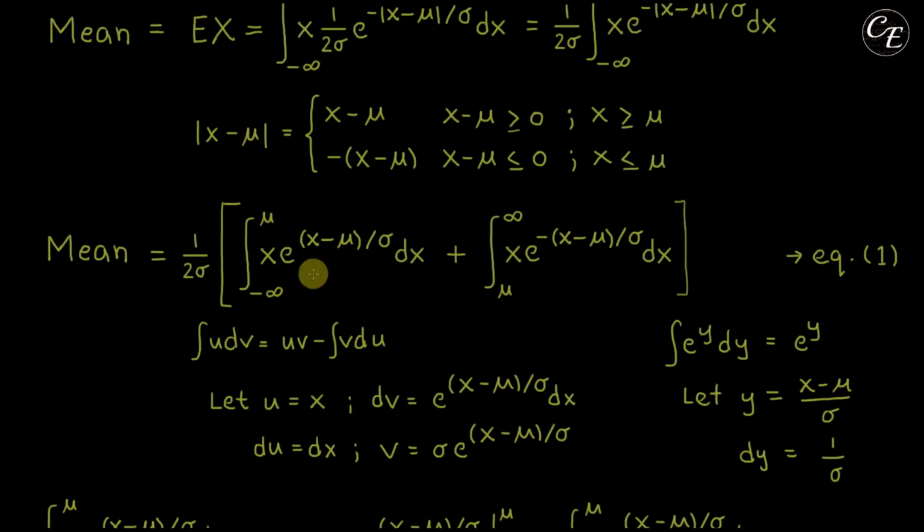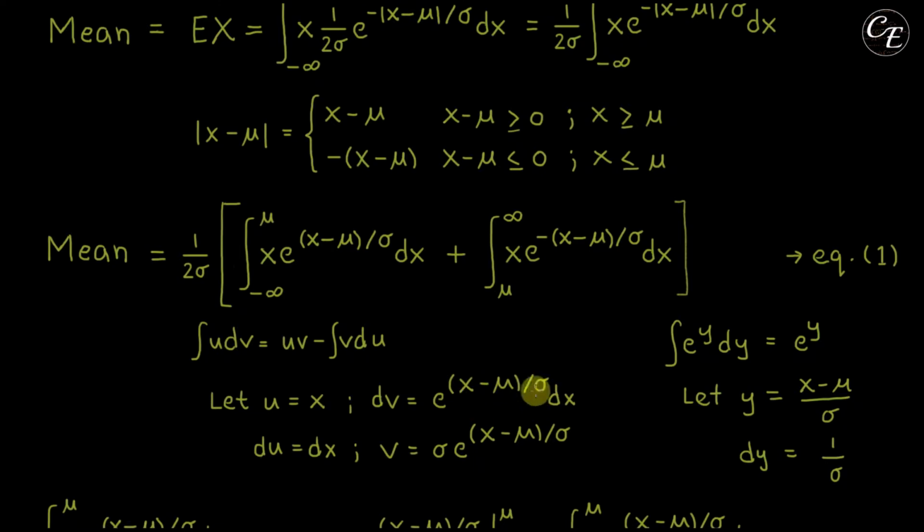Now let us first evaluate this integral expression in here. We can use integration by parts, which is the integral of u dv is equal to uv minus the integral of v du. Let u be x, which is this one. Then dv will be the rest of the terms, which is e raised to x minus mu over sigma dx. Then du will be the derivative of x, which is dx, and v will be the integral of this one.